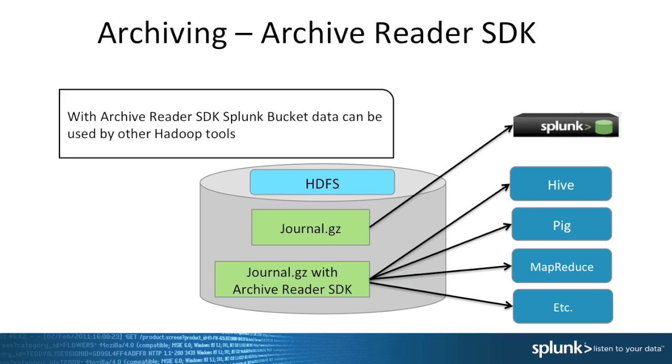The third feature we're going to talk about is the Archive Reader SDK. The Archive Reader SDK opens the door for data scientists to look at the archive data, which is called journal.gz, and enables them to analyze the data using those APIs so that you can use Hive, Pig, or MapReduce to analyze the Splunk bucket.